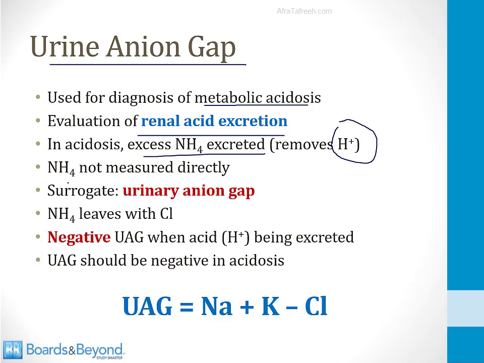Problem is, very few labs can measure ammonium directly. It's difficult to do this. So instead what they measure is the urine anion gap. The urine anion gap is the urinary sodium plus the potassium minus the chloride, just like I've shown you at the bottom of the screen.